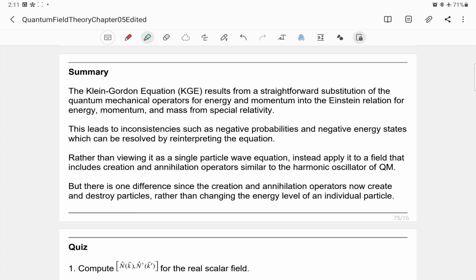Rather than viewing it as a single particle wave equation, instead apply it to a field that includes creation and annihilation operators, similar to the harmonic oscillator in quantum mechanics. But there is one difference, since the creation and annihilation operators now create and destroy particles rather than changing the energy levels of an individual particle as in harmonic oscillators in quantum mechanics. You will be dealing with particles and antiparticles instead of just energy.